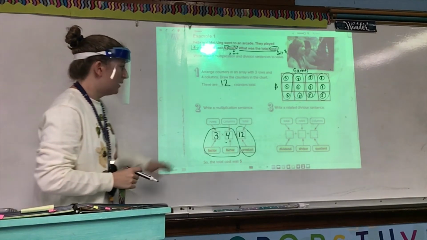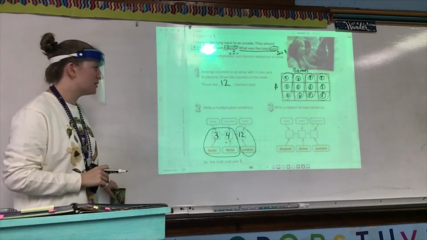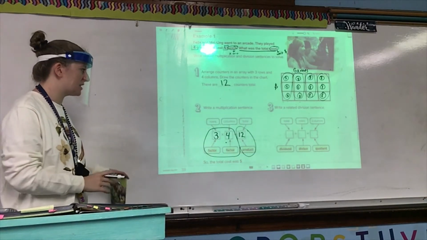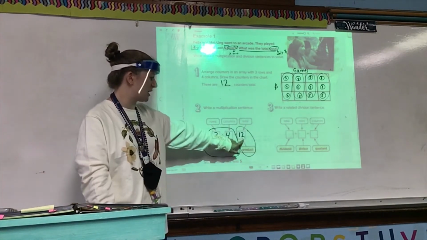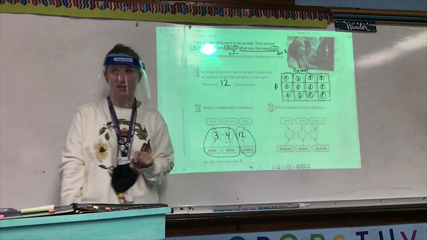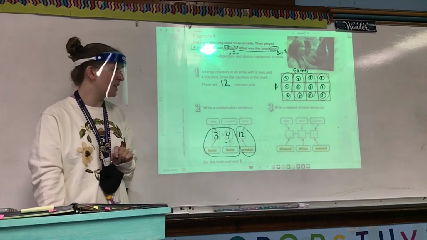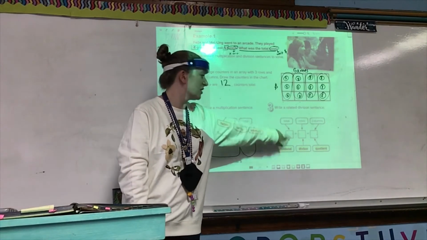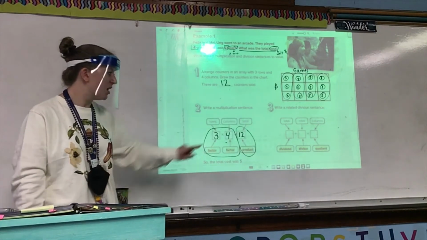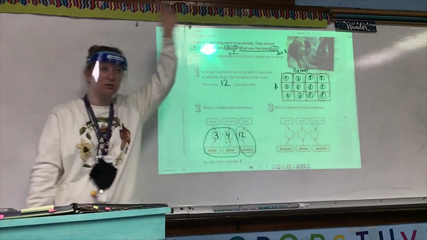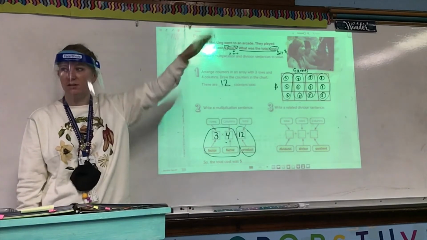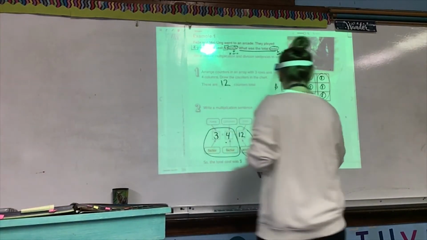Okay. Now we need to make a related division sentence. Well, we know in multiplication we end with the largest number, but in division we start with the largest number. So we're going to start with the total. What is the total? Kingston? 12.